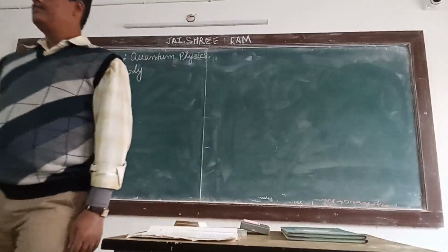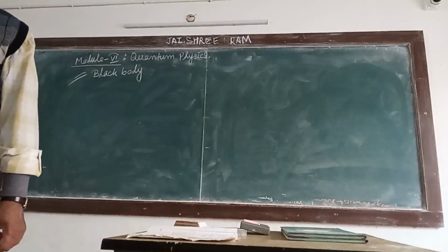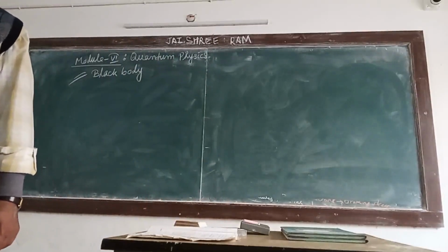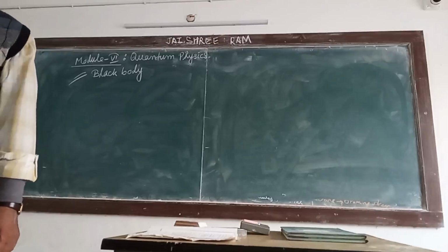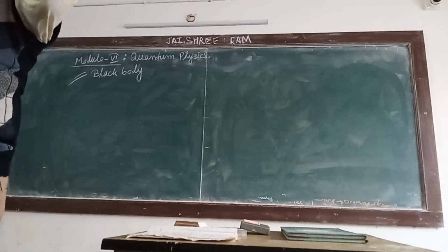Black body. A body which absorbs 100% of the incident radiation. It's an imaginary body which absorbs all kinds of light, all the radiation incident on it, and when it is heated, it emits all the radiations.